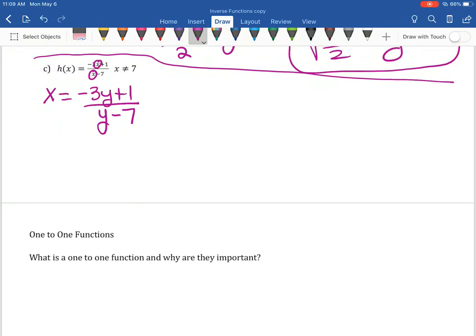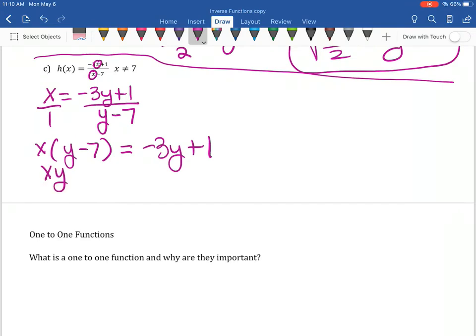So, in order to get rid of the fraction to make this easier to solve for y, you can look at it as one of two ways. You can cross multiply, or you can multiply both sides by y minus 7. It's up to you how you want to look at it. I'm going to cross multiply. Okay, now I'm going to distribute the x. I'll finish this up here.